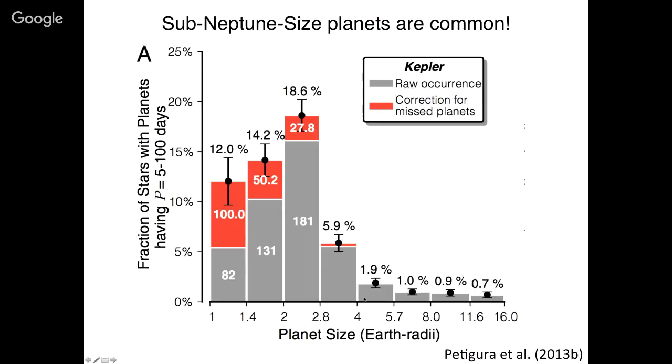Based on these numbers, essentially, planets smaller than Neptune, smaller than 4 Earth radii, are more than a factor of 10 more common than planets larger than Neptune. And in fact, if you add up these 4 bars in this plot corresponding to the planets smaller than Neptune, you find that roughly 50% of stars like our sun host a planet between 1 and 4 Earth radii. Again, in this range of orbital periods between 5 and 100 days. So clearly these sub-Neptune-sized planets are very common.